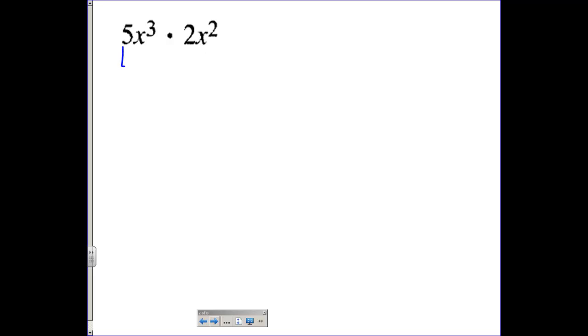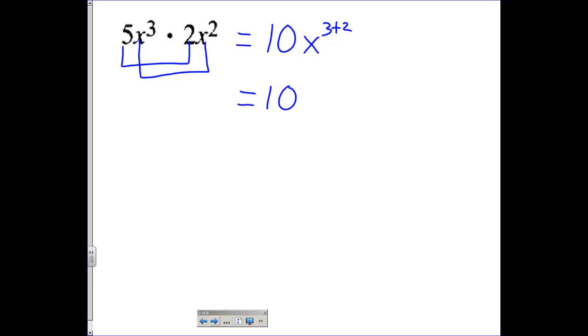First example is 5x cubed times 2x squared. First thing we're going to do is multiply the 5 and the 2 together, and that's going to give us 10. Now when we go to multiply the x's together, we're going to leave one base. And we're going to take the exponent of 3 and add it to the exponent of 2, because anytime you multiply like bases, the rule is to add the exponents. So the final solution here is just going to be 10x to the 5th power.